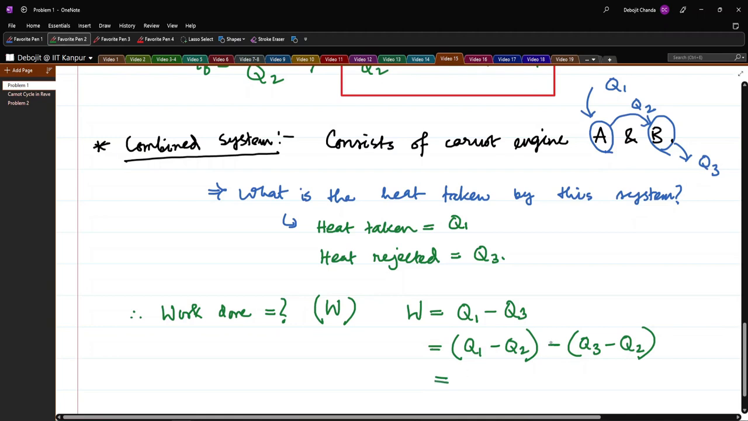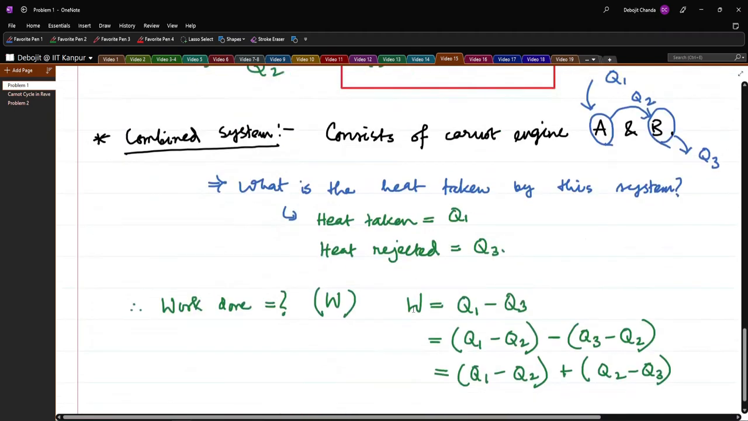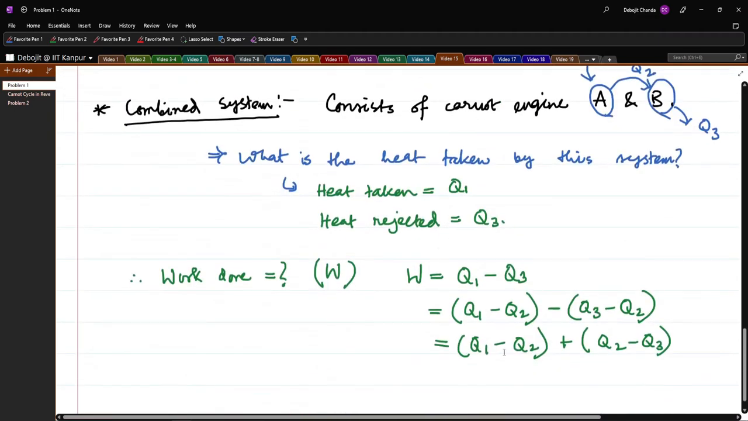Sorry, yeah, this will be minus. So this Q2 and this Q2 will get cancelled out, and we can write it as Q1 minus Q2 plus Q2 minus Q3.